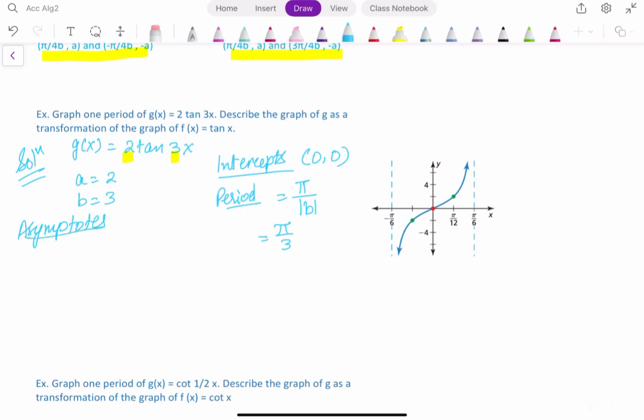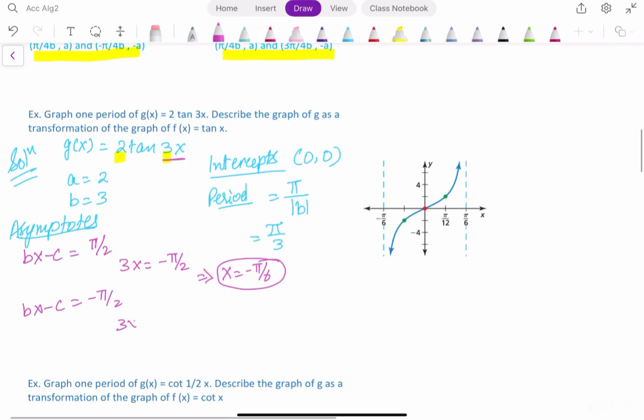Now the asymptotes for tangent. Remember, in the tangent, sine is in the numerator. So think about the numerator, where sine will have the value at pi over 2 and negative pi over 2. So bx minus c should be equal to pi over 2 and bx minus c should be equal to negative pi over 2. There is no c in this case, so we just substitute bx, which is 3x. So 3x equals negative pi over 2, and 3x equals pi over 2, which gives you negative pi sixth as one asymptote and positive pi sixth as the other asymptote.